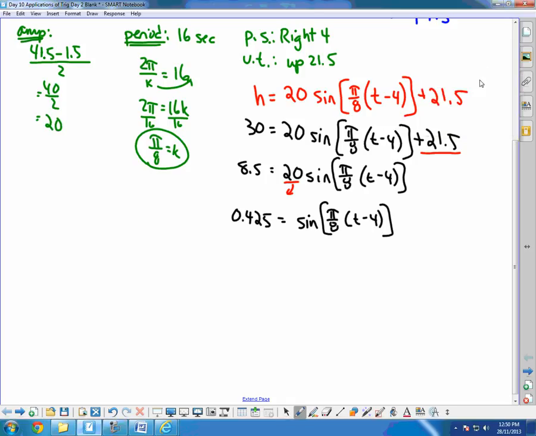Okay, next I got to do inverse sine. Should get rid of that. So I punch that in my calculator. Remember, I'm in radians. Radians. So if I put inverse sine here, I'll get 0.43896.